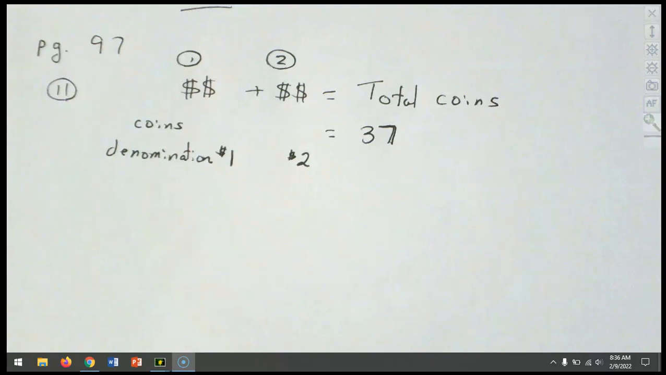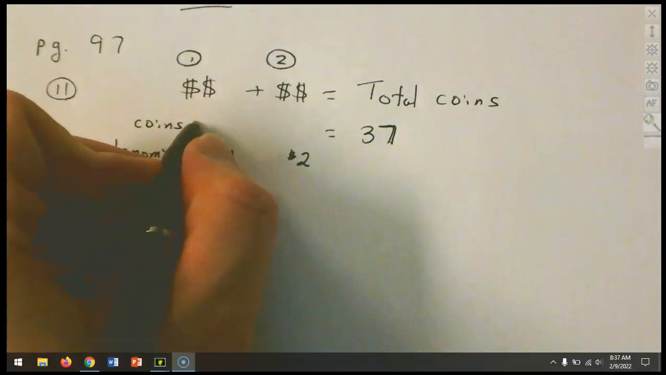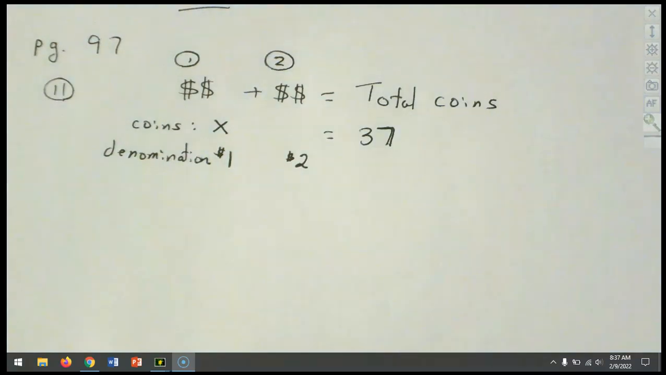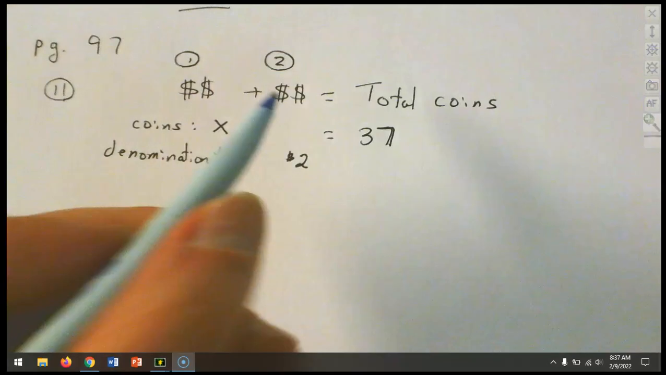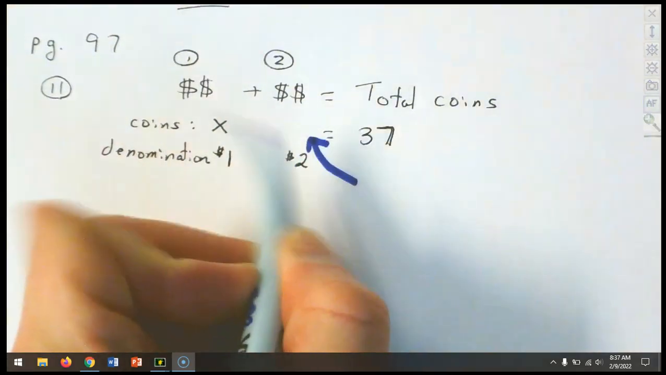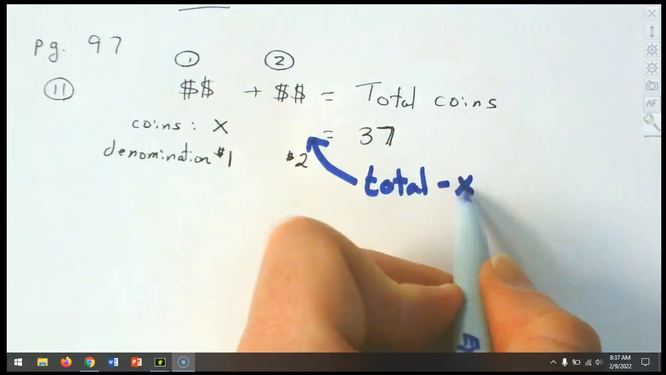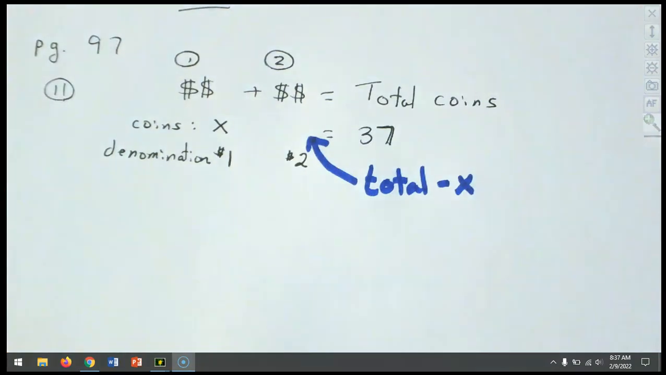Now, do we specifically know how many $1 coins that we have? Does it tell us in this problem at all? It doesn't, does it? It just says we've got some $1 coins and we have some $2 coins. So we don't know how many $1 coins we have. So we're going to use an X there, okay, because that's unknown. Do we know how many of the $2 coins we have? Nope, we don't know either. Now we can't use X again. So what do we have to use? The total number of coins minus X there. And how many total coins do we have?